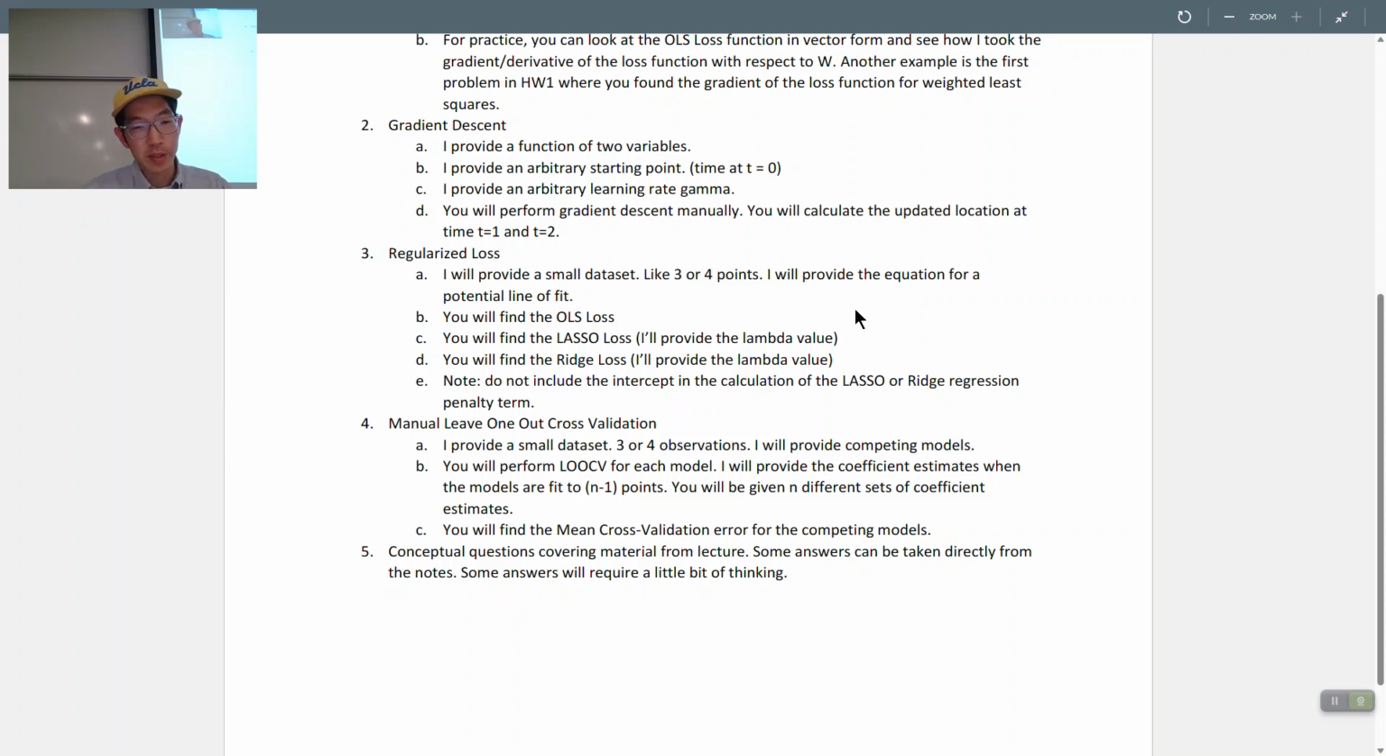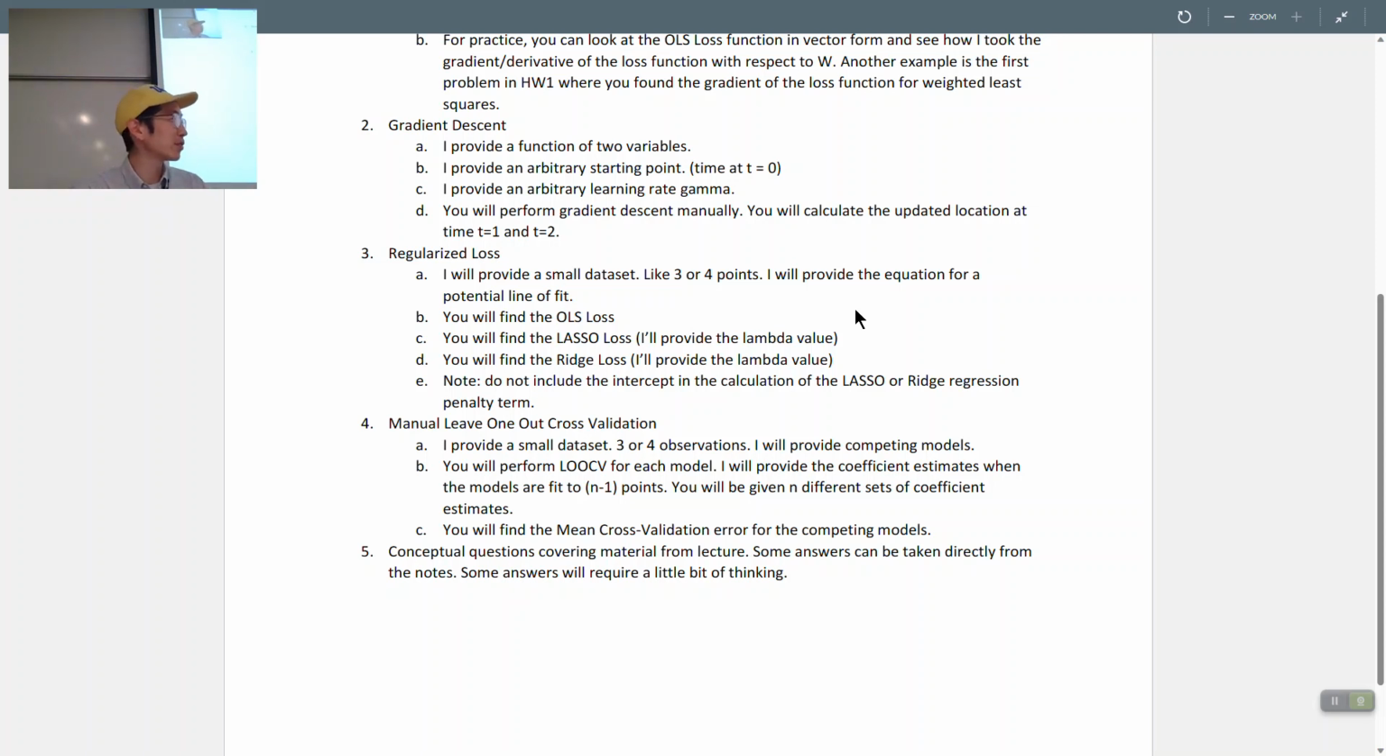And then manual leave one out cross-validation. Again, a tiny little data set, 3 or 4 observations. There will be maybe 2 competing models, and you'll perform leave one out cross-validation for each model. When I do that, I'll tell you, here are the 4 data points, and when you leave the first one out and you fit this model to the remaining 3, this is the resulting slope and intercept. These are the resulting things.